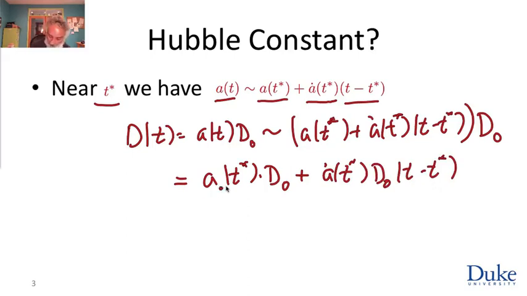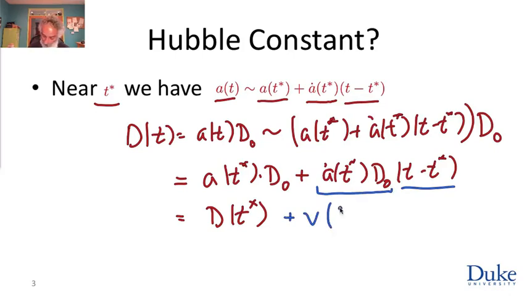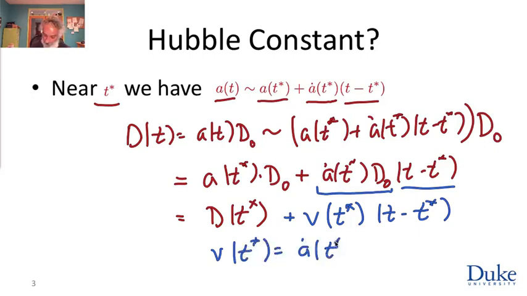Well, the first term is great. A of t star times d0 is by definition d of t star. That's great. If we set t equal to t star, this disappears. We find that at t star, the object is where it started. How far has it moved? Well, as we expected, we find the time elapsed since t star times some number. And so this number, we therefore conclude, is the speed with which the object is moving, the recessional velocity, v, at time t star, times t minus t star.